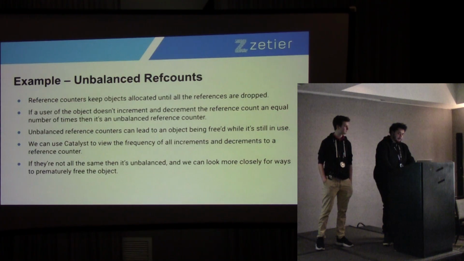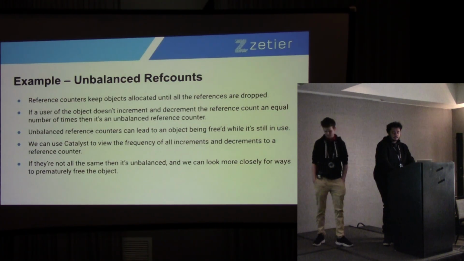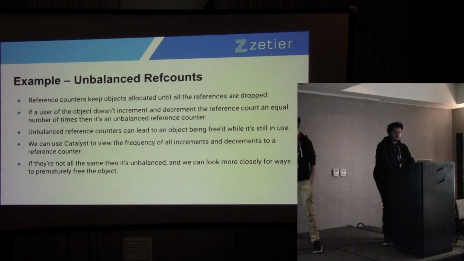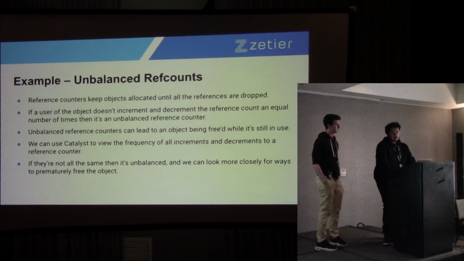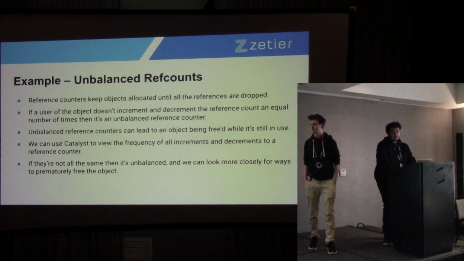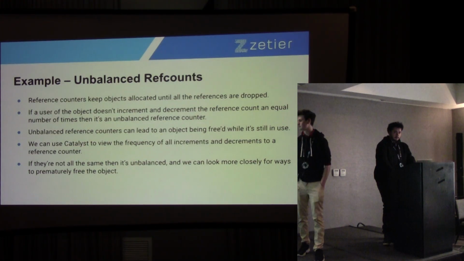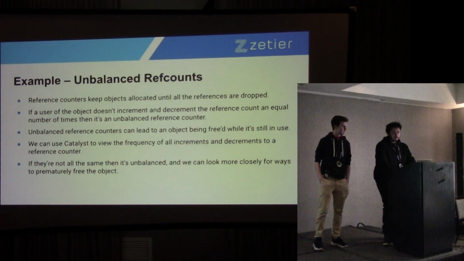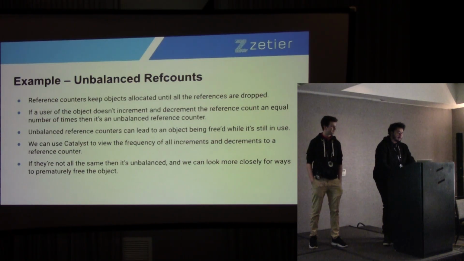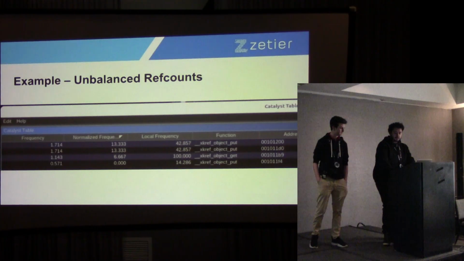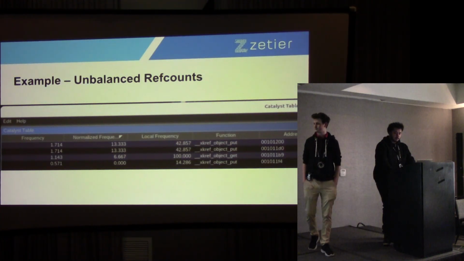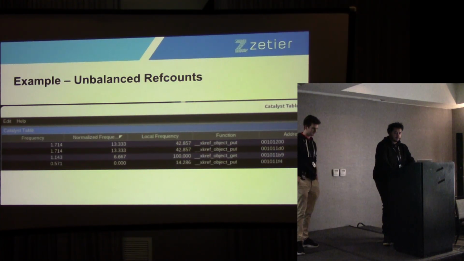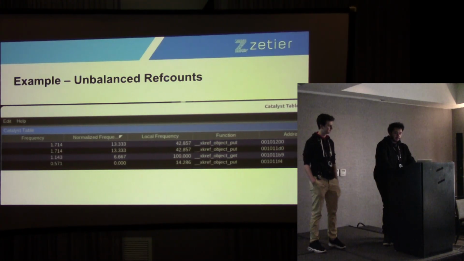So this first one here is unbalanced ref counts. For those who don't know, a reference counter is a way of managing object lifetime. When you use an object, you increment the ref count, and when you no longer need it, you decrement the ref count. And when the ref count finally hits 0, the object gets freed. If you don't increment and decrement it the correct amount of times, you can have a condition where the object is still being used while it's freed, also known as a use after free. And so we can use Catalyst to look at the frequency of all of these calls to gets and puts to the ref count. And that tells us if it's balanced or not.